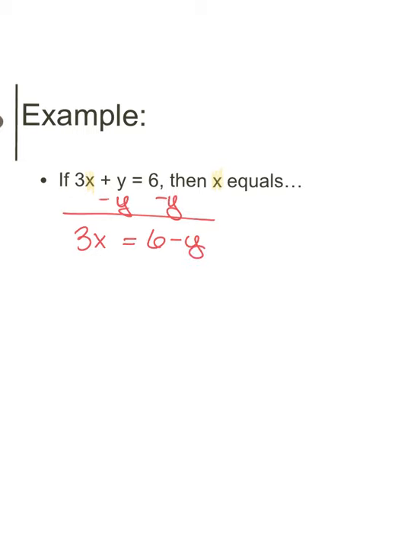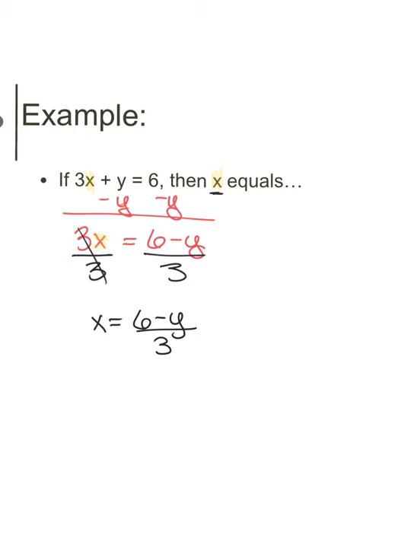Again, my goal here is to get the x by itself. If I want the x by itself, the next step is to get rid of the 3. So since that says 3 times x, the opposite of times is divide, so I'm going to divide each side by 3. And I'm left with x equals 6 minus y over 3, because it says to solve for x.